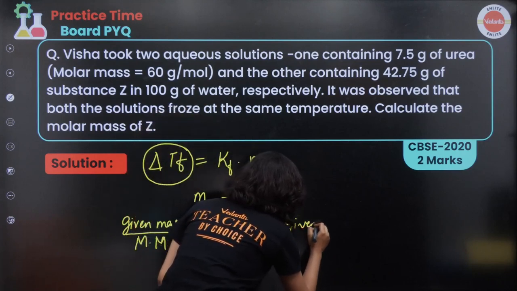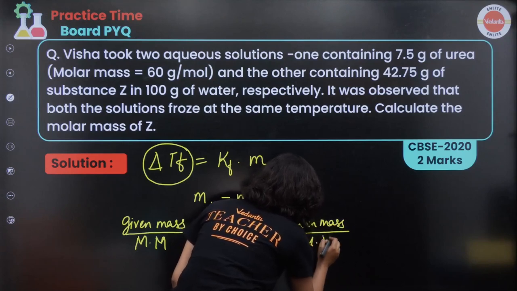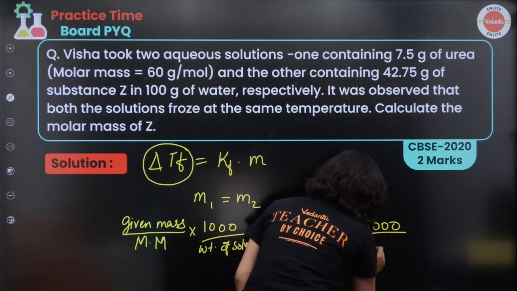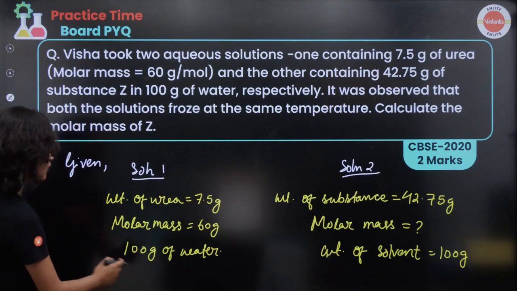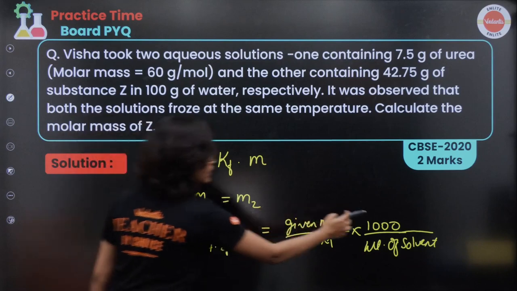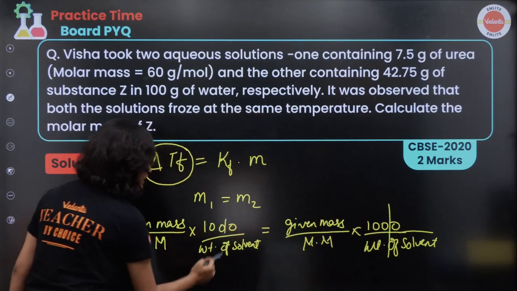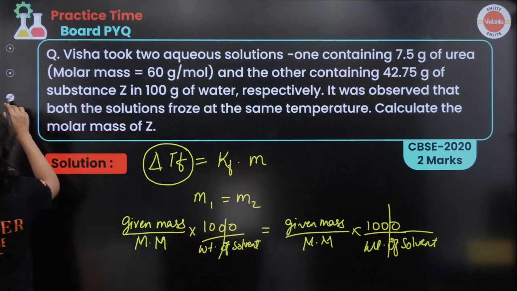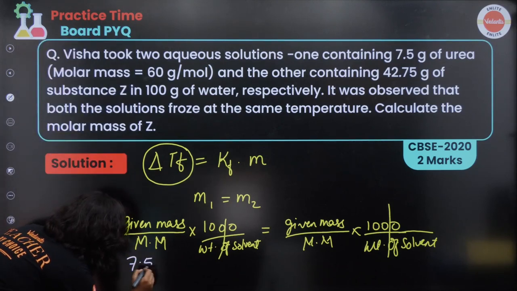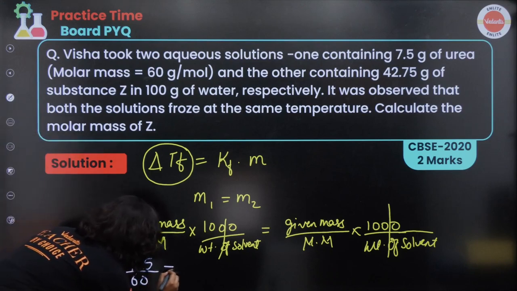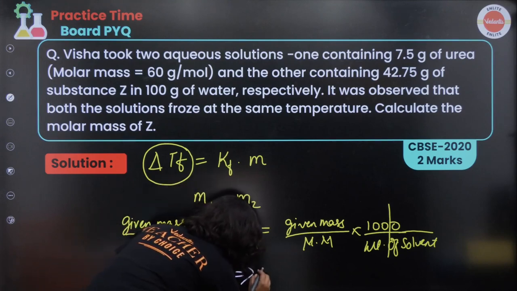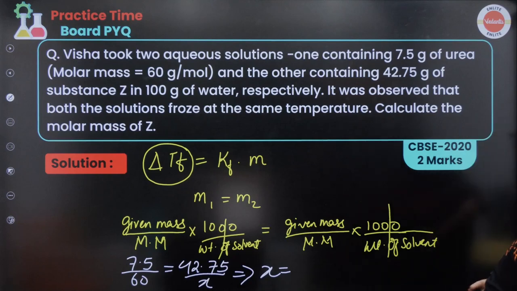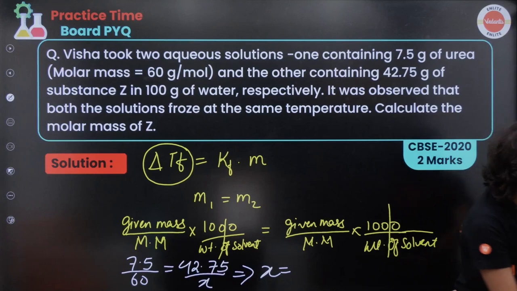We have again given mass divided by molar mass into 1000 divided by weight of solvent. Now check it out here. Weight of solvent is 100 gram of water on both sides, so these both are equal and we can cancel it. Now we are left with 7.5 divided by 60 equal to 42.75 divided by x. From here, if you calculate x, what will you get? Come on guys, calculate. What is the answer?